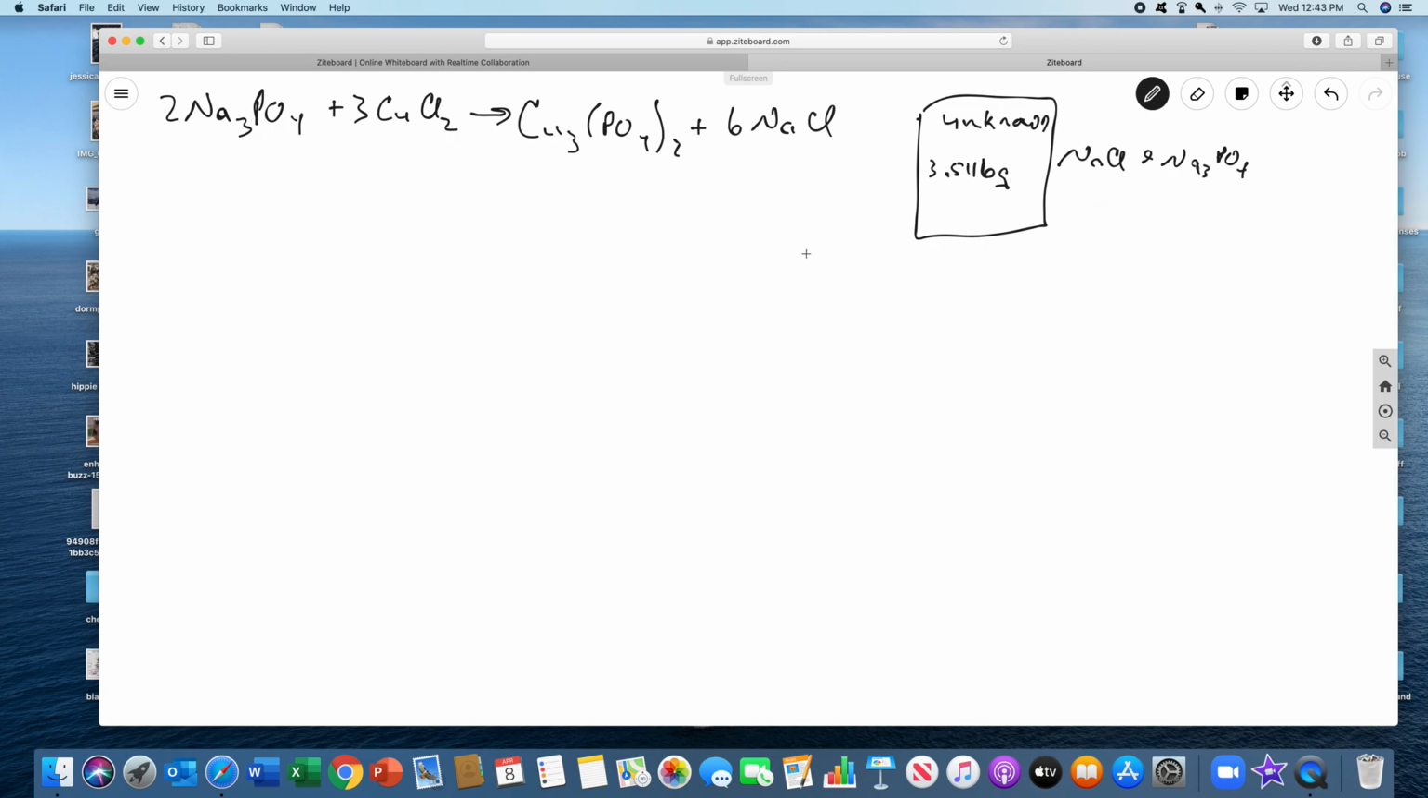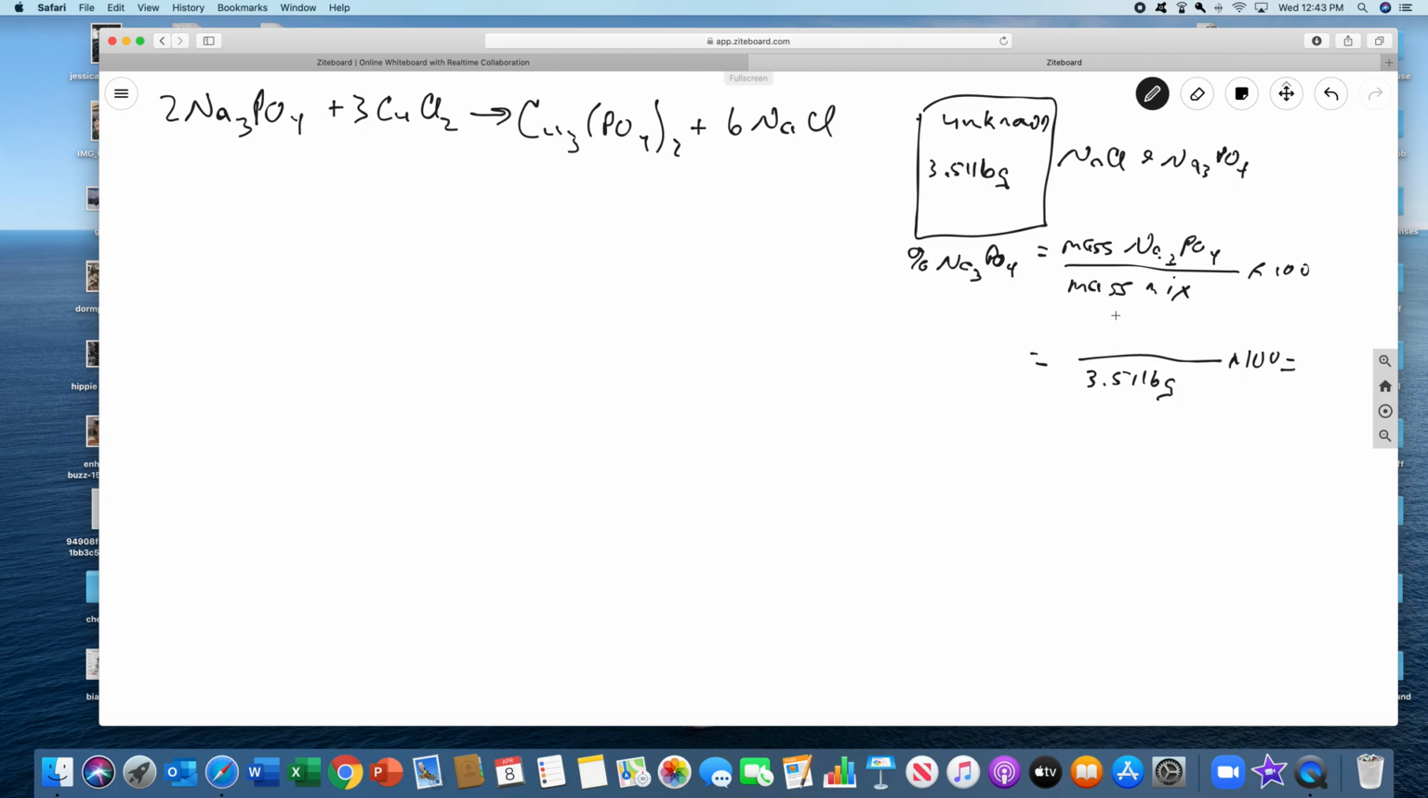And so percent sodium phosphate is going to be the mass of the sodium phosphate over the mass of the mixture times 100, just like you did percent salt, percent sand in the mixture lab. In this case, we don't know the mass of the sodium phosphate, but we do know the mass of the mixture is 3.5116 grams.